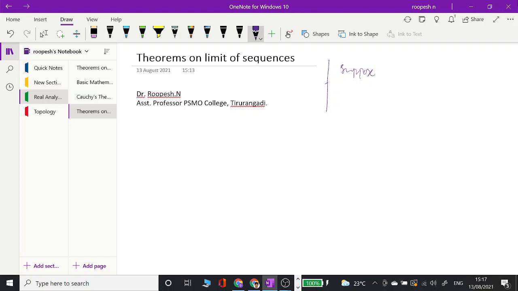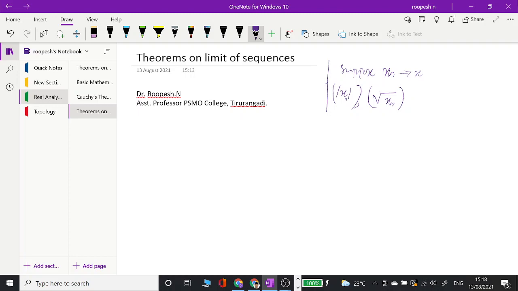Suppose you know the sequence xn converges to x. Then what about the modulus of xn? A sequence can be formed from xn. In the same way, the square root of xn: one sequence is like this, and the other is the positive square root of xn. Then what about these two sequences?